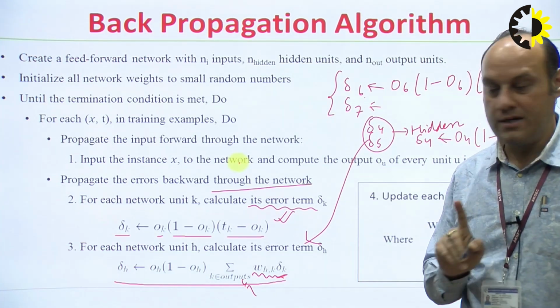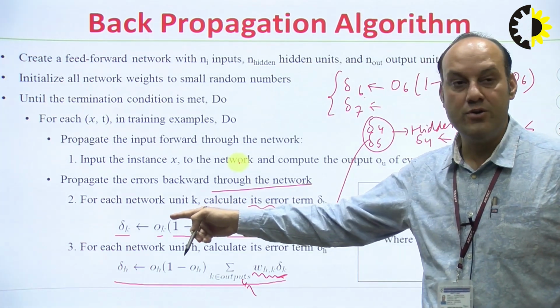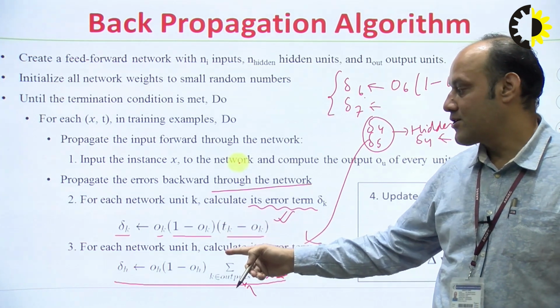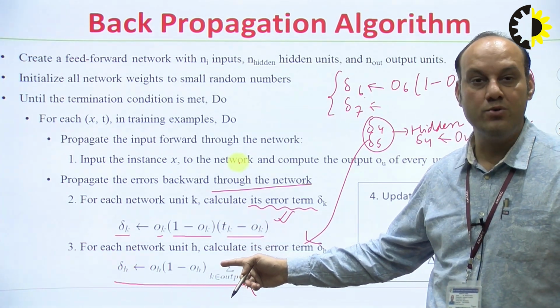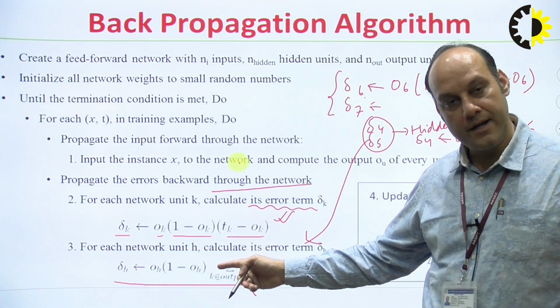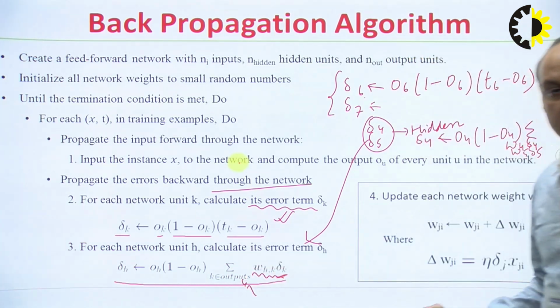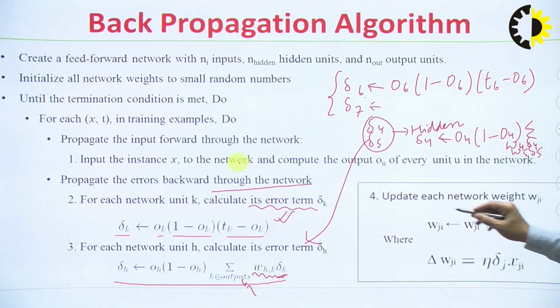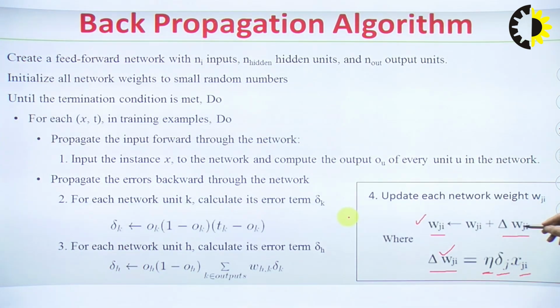For the output unit, we will use step number 2. For calculating the error at the hidden unit, we will use step number 3. After this, we will update the weight W_ji. How will it be updated? W_ji will be updated when we add this quantity here. And how is this quantity calculated? It is calculated using this term.